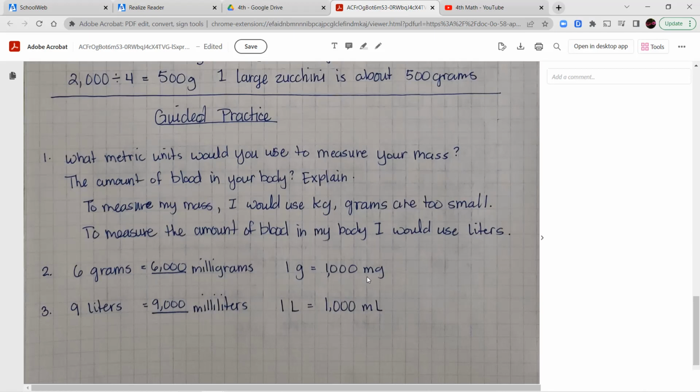Number 2 wants us to convert from 6 grams into milligrams. So I know that 1 gram is 1,000 milligrams. So 1,000 times 6 gave me 6,000 milligrams. And for number 3, 9 liters into milliliters. Again, I know 9 liters is equal to, 1 liter is equal to 1,000 milliliters. So 9 liters is going to be 9,000 milliliters.